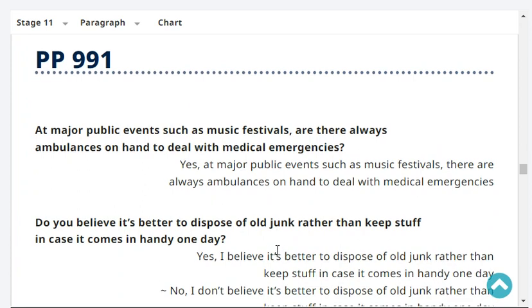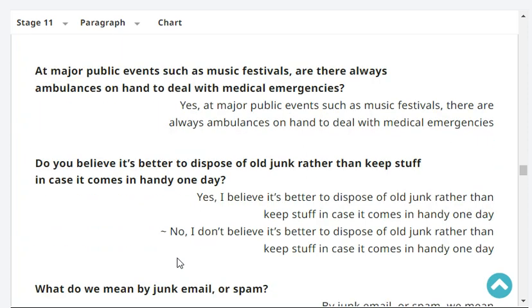Okay, next. At major public events such as music festivals, are there always ambulances on hand to deal with medical emergencies? Yes. At major public events such as music festivals, there are always ambulances on hand to deal with medical emergencies. Very good.